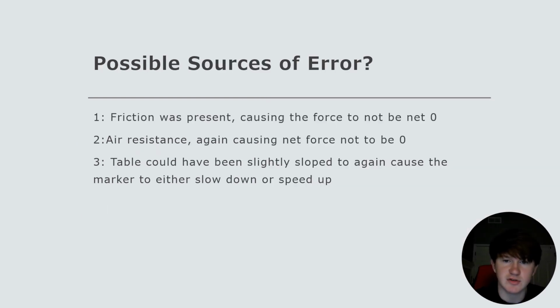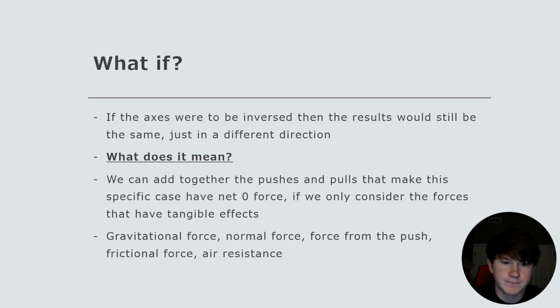So what are some possible sources of error? What made the experimental data nonlinear? Well, friction was present. Because the table caused the marker to roll, we know that friction was present. Air resistance was present because the marker slowed down. And the table could have been slightly sloped, which could have caused some error as well.